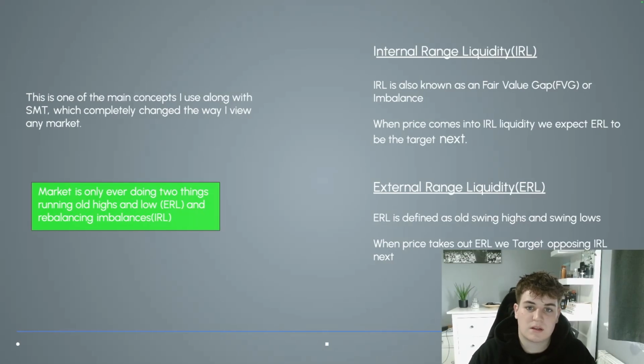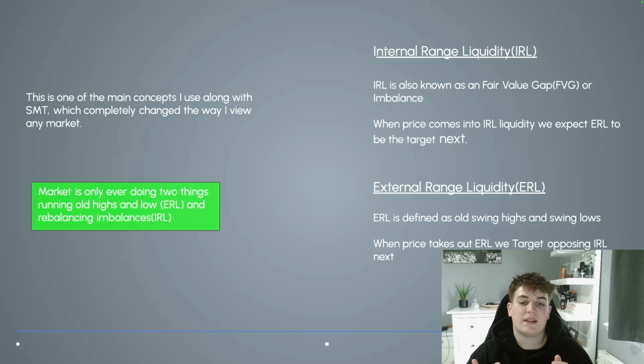This is going to be explaining what internal and external is, and then I'll show you a couple of diagrams on how to spot it. In short, an internal range liquidity pool is a fair value gap, if any of you know what that is, an imbalance in the market. Normally when price comes into an internal range liquidity pool, I look for it to go to external, vice versa. So when we sweep an external range low, I look for it to go to the internal, and then that works as the drawn liquidity.